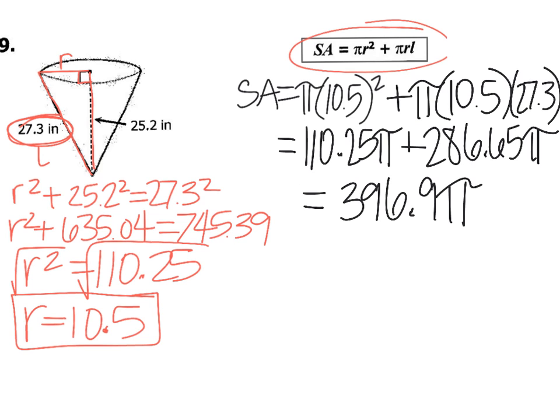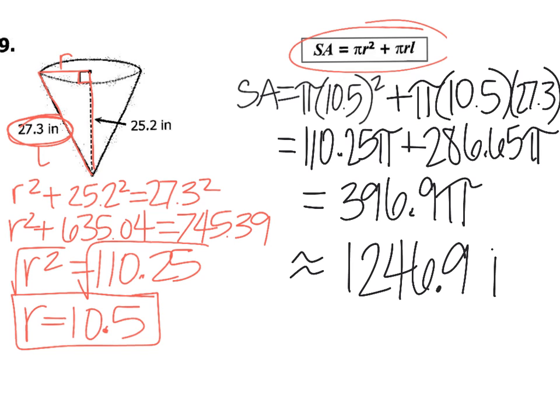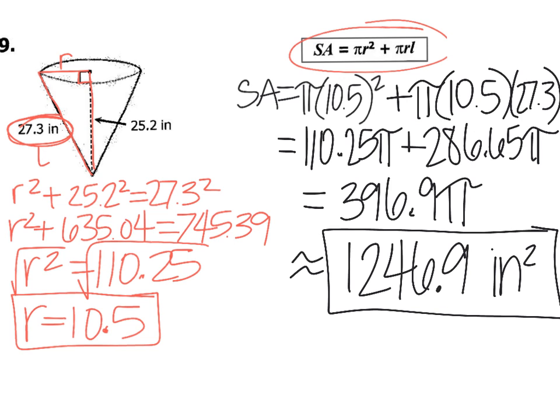But then we want to use our calculators and get an approximate answer, and we're going to get 1,246.9 inches squared. And that is the surface area of our cone.